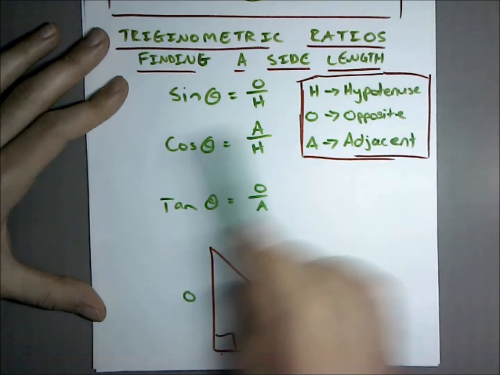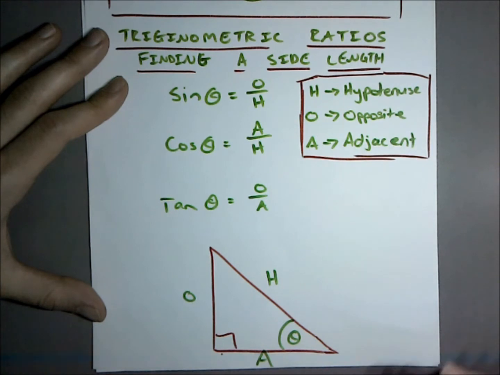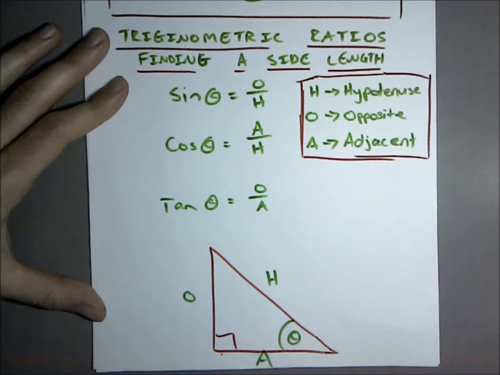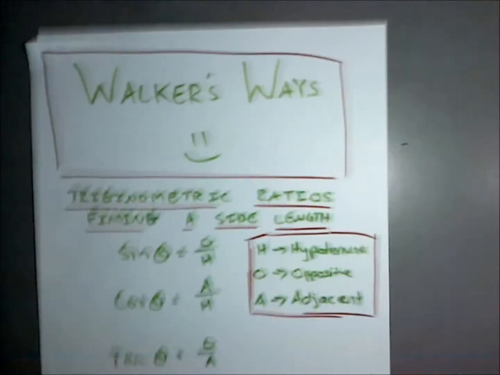So they're the three ratios that you're going to need to know. A couple of things that you need to make sure you do when you're using your calculator is make sure your calculator is in degrees mode rather than radians, otherwise you're going to get some funny answers. But for the purpose of this video, we're just going to be using degrees all the time.